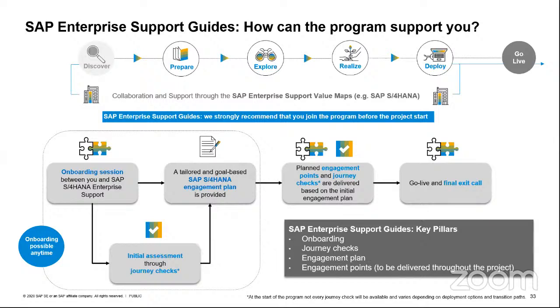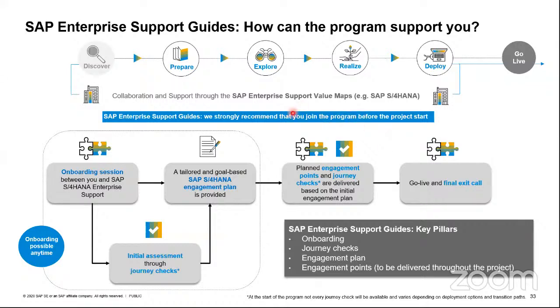They will have an onboarding call with the customer to understand the project details, and also to explain how SAP can support them. We will also provide you the journey checks report during each phase of the project. It depends on the current phase of the project, so this is something that we will discuss and provide accordingly. We will also provide you an engagement plan, which will cover all the Enterprise Support services that will be planned for you, including the timeline. That will be a goal-based approach document.